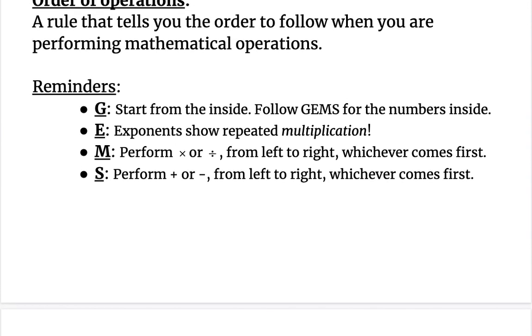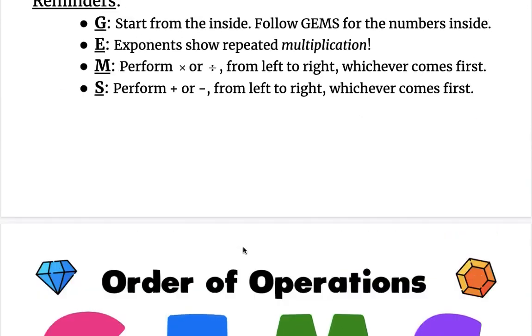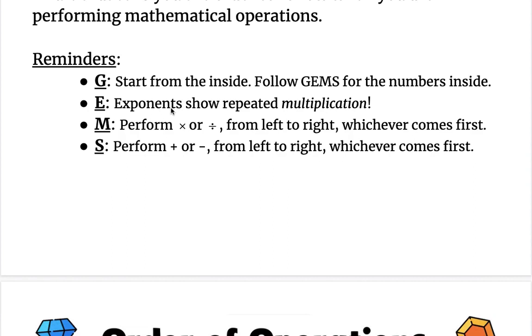So the reminder I like to give for G, the groupings, is to start from the inside and work your way out. And if you do have groupings, you're going to follow GEMS for all the numbers inside. So you always start with your groupings. That's your parentheses, your braces, your brackets, if you see it in a math problem. The next type of operation you're going to perform is exponents. And with exponents, my reminder is just to do repeated multiplication and not just repeated addition.